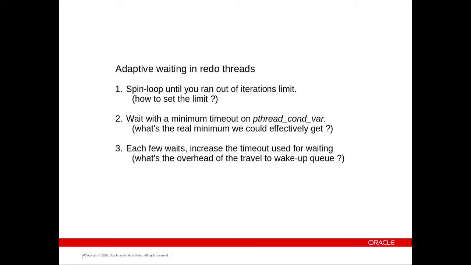And the strategy we introduced was that the threads start with the spin loop, because if the data is expected to be soon, this will be the most efficient way. But after some limit is reached, we switch to waiting on the condition variable with a minimum timeout value. So in this case, we could be woken up by any thread that wanted us, for example, to write the redo log to disk. And the timeout is small, so even if there is no reason to write the log buffer to disk, we can just retry to see if there is anything we can proceed with.